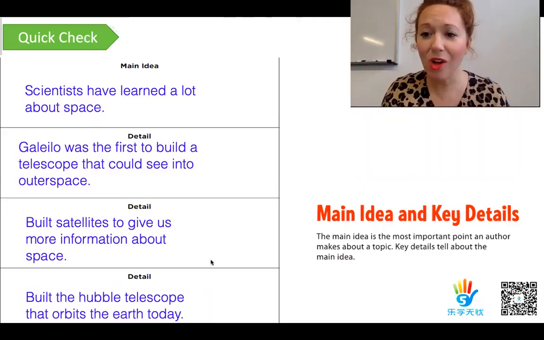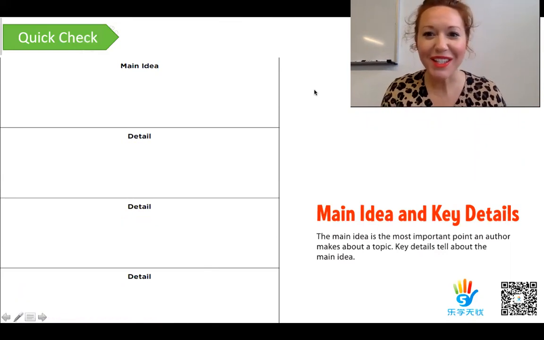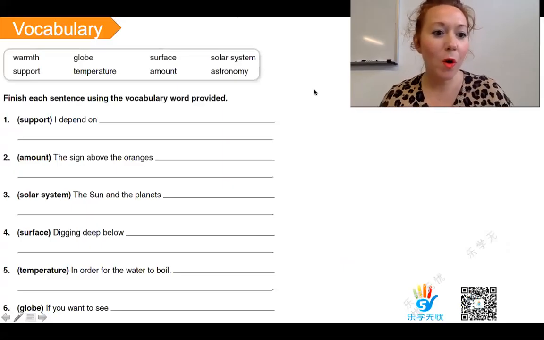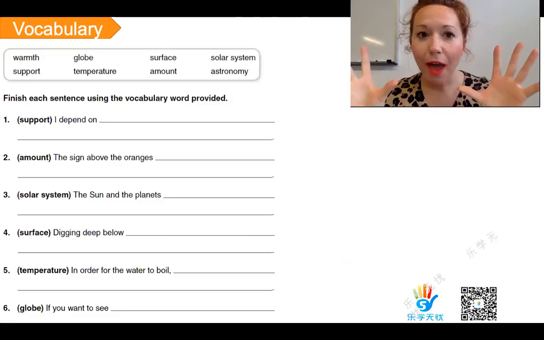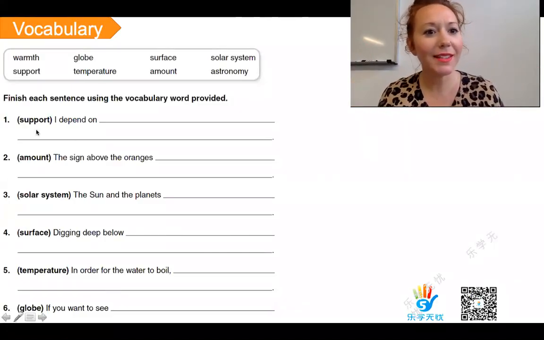Okay, so really good job with our story today. I hope you learned something new and interesting. And now what we're going to do is we are going to practice some of our vocabulary words. And we're going to do this by putting the vocabulary word into the sentence, like this.